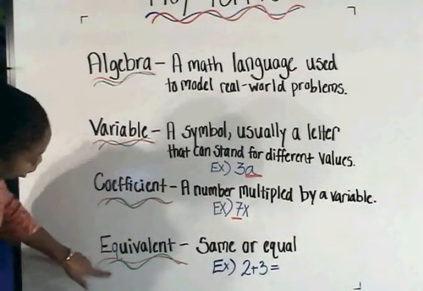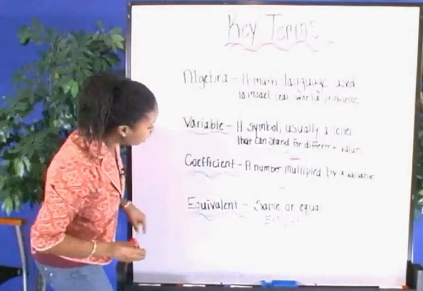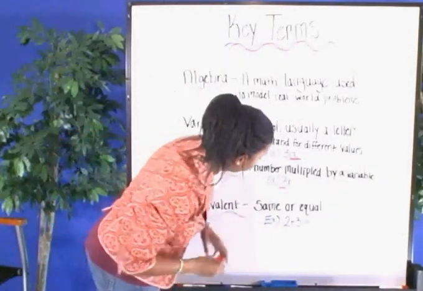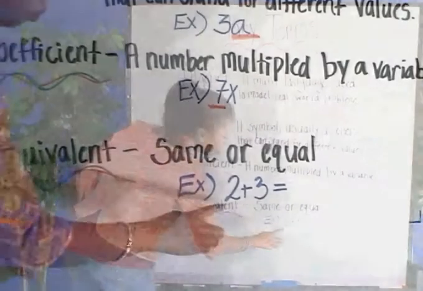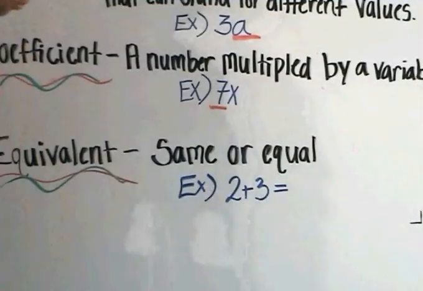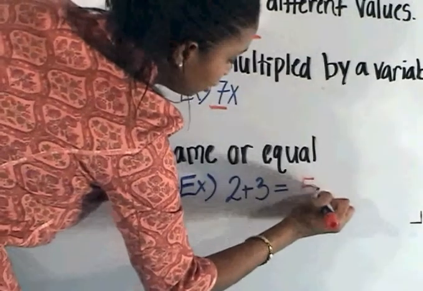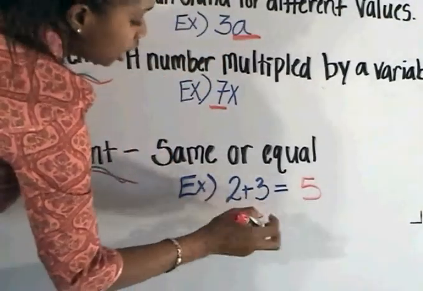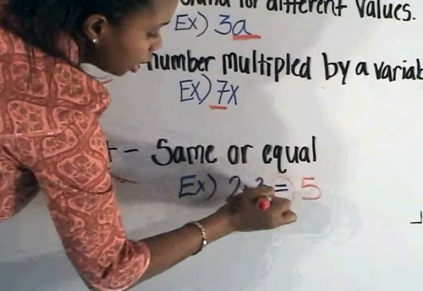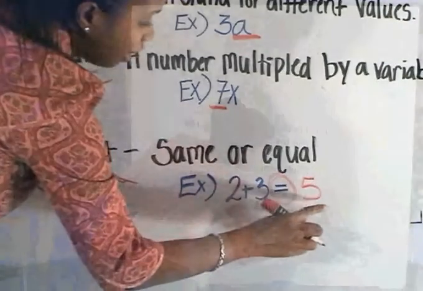Another term is equivalent. Equivalent means same or equal. For example, what is 2 plus 3? 2 plus 3 equals 5. So 2 plus 3 is equivalent. Here's an equal sign. Here's a symbol for it. 5.